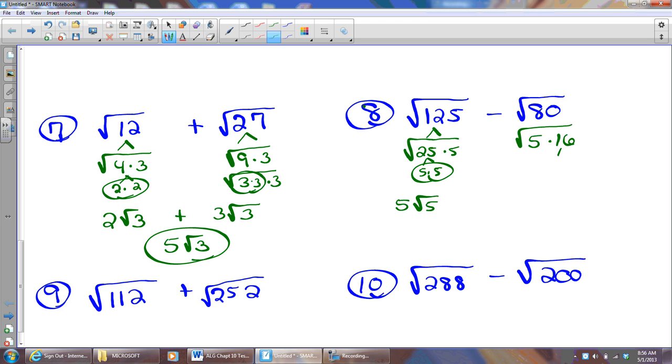And then 16 is a perfect square, 4 times 4. My 4's can go out on a date. The 5's left at home. Subtract. I'm going to get 1 rad 5, or better yet, just rad 5 as my answer. Either one I'll give credit for.